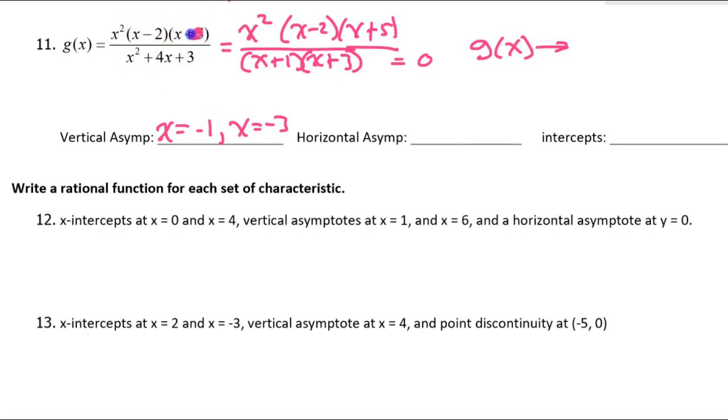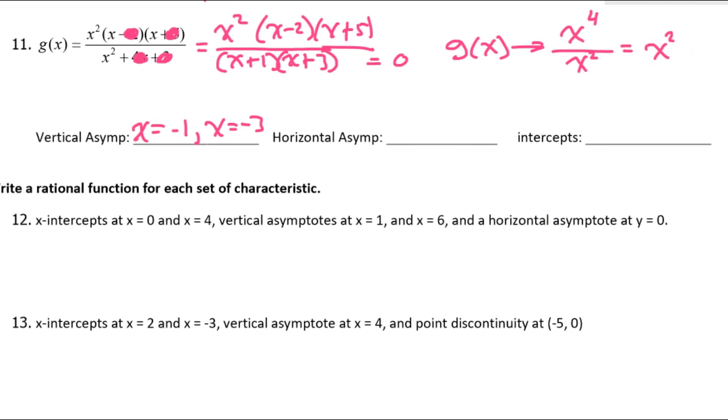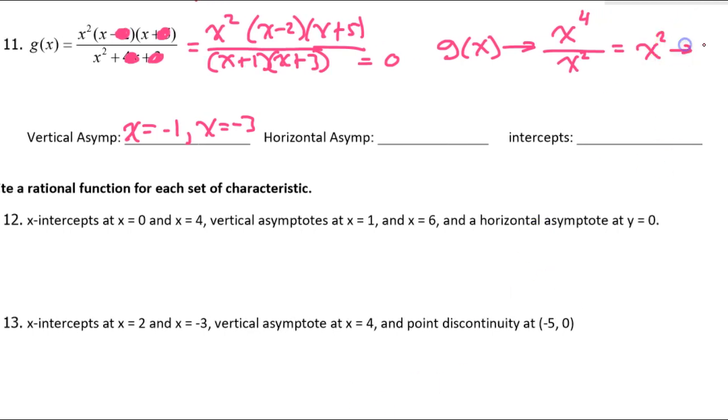Well, the 5 and the negative 2 will become irrelevant. So in the numerator, that's going to give me x to the 4th power. In the denominator, the lower degree terms will become irrelevant. So that's just going to leave me with x squared. So this simplifies down to x squared. And as x gets bigger and bigger, this is just going to approach infinity, which means that there is no horizontal asymptote. So I'm just going to put none.